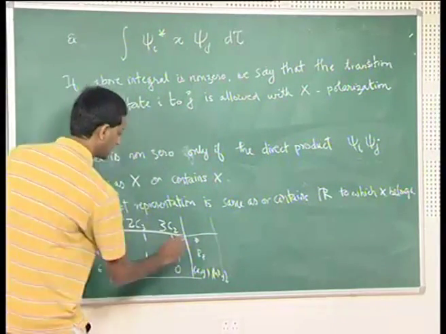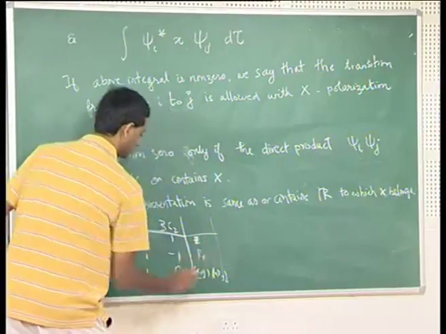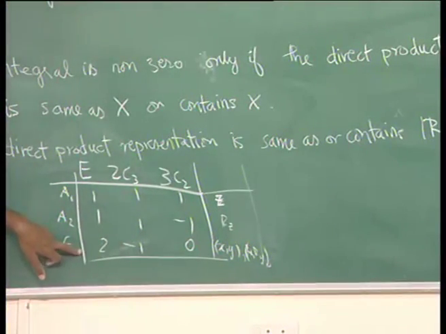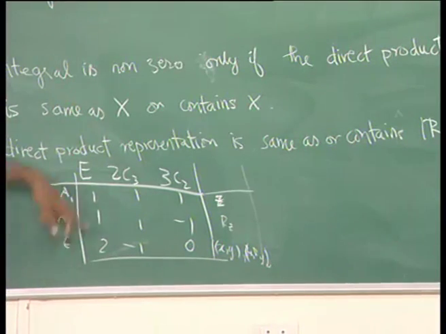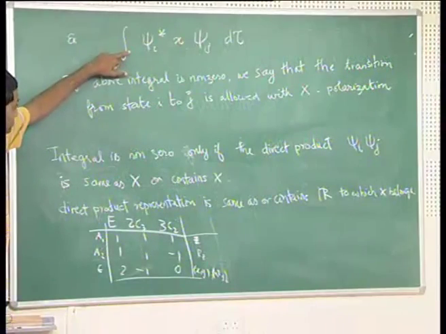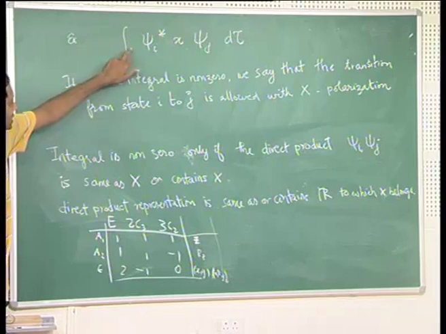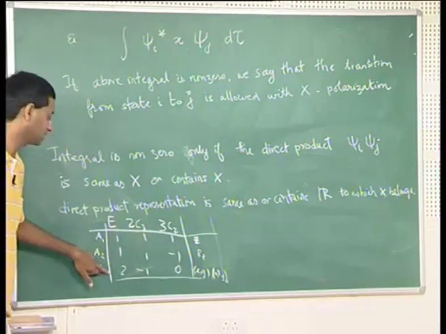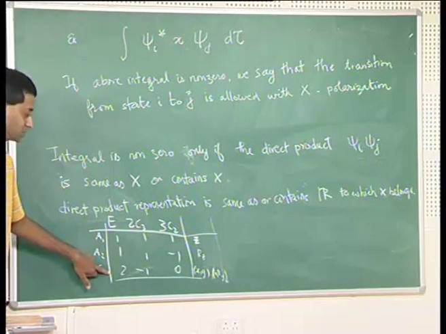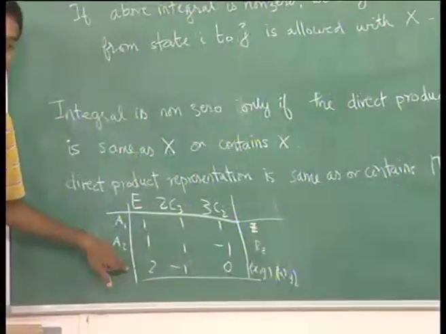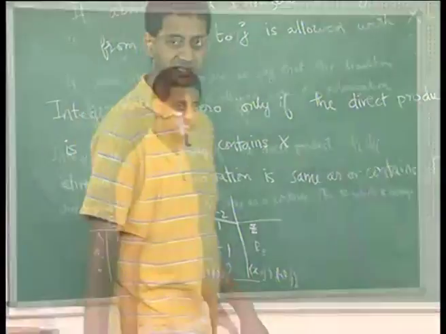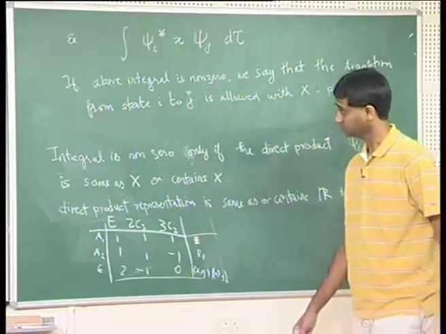So if you had something like this, then what you see is that x and y appear in this irreducible representation. So this integral will be non-zero only if the direct product psi i star psi j belongs to this irreducible representation. And that is something that can be shown fairly easily.